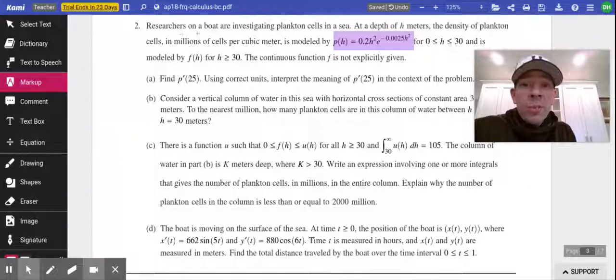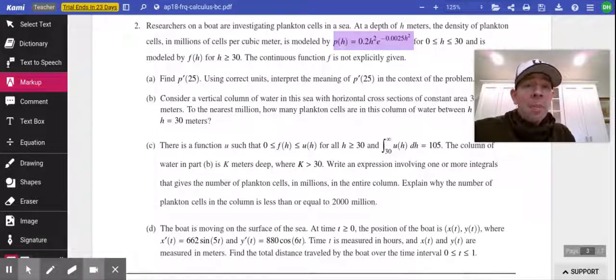So we said researchers are on a boat. They're investigating plankton cells in a sea. We're going to try not to get bogged down by the fact that I have no idea what a plankton cell is, and there's going to be times here where this is very hard to visualize. At a depth of h meters, the density of the plankton cells in millions of cells per cubic meter is modeled by this P of h function.